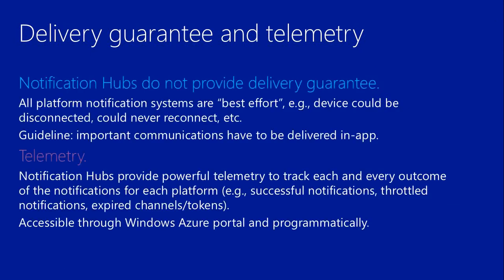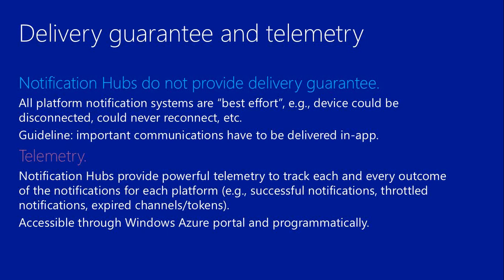This is the last slide of the presentation, which says delivery guarantee and telemetry. Well, to be honest, Notification Hub does not provide a delivery guarantee. So if you have some important messages to be sent, or if you have important communication that needs to take place, make sure that that is delivered inside the application and not done through the push. Although the platform notification services try their best, there can be scenarios in which the notification is not able to reach the devices. Hence, it is advisable that all the important communication should be delivered inside the app.